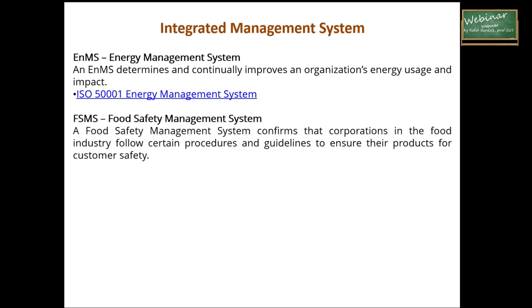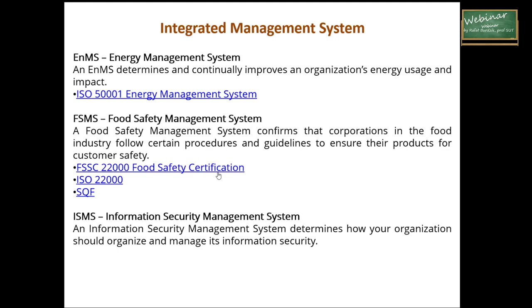Next one is the food safety management system, which confirms and incorporates, in the food industry of course, certain procedures and guidelines to ensure the products are safe for customers. So if someone is delivering food or delivering a product to the food industry, it is a standard which has to be implemented to guarantee that our products are safe for the customers. So you can see the standards, food safety certification, and also ISO 2000 is one example of a food safety management standard. Also SQF.